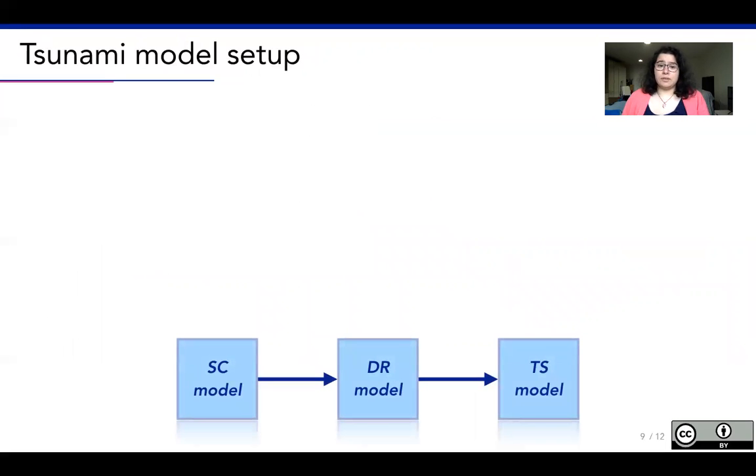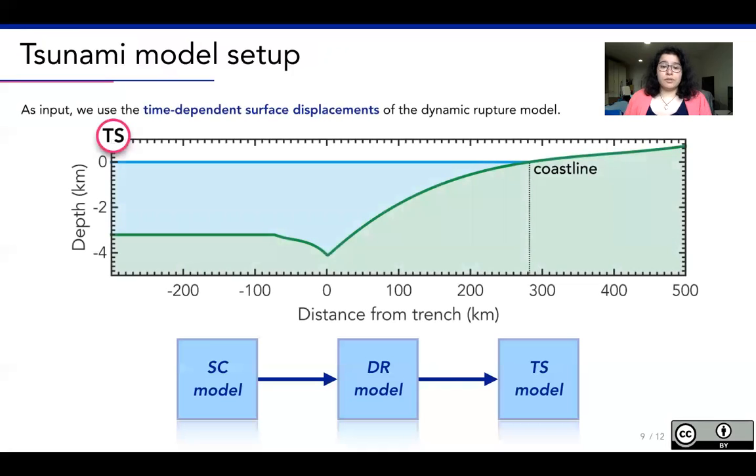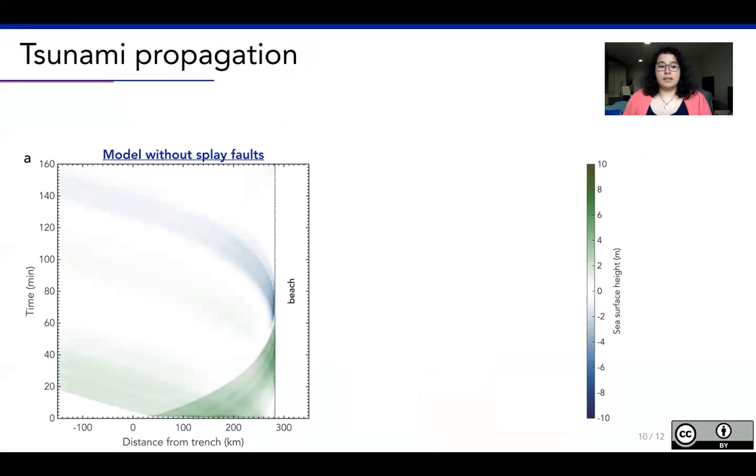Well, we can have a little tsunami model that we add after the dynamic rupture model. And we're going to use a one-dimensional tsunami model setup. So this is very simple, the initial ocean height and the bathymetry. And then we're going to use the time-dependent surface displacements of the dynamic rupture model as input for the tsunami model. When we do that, we see the following.